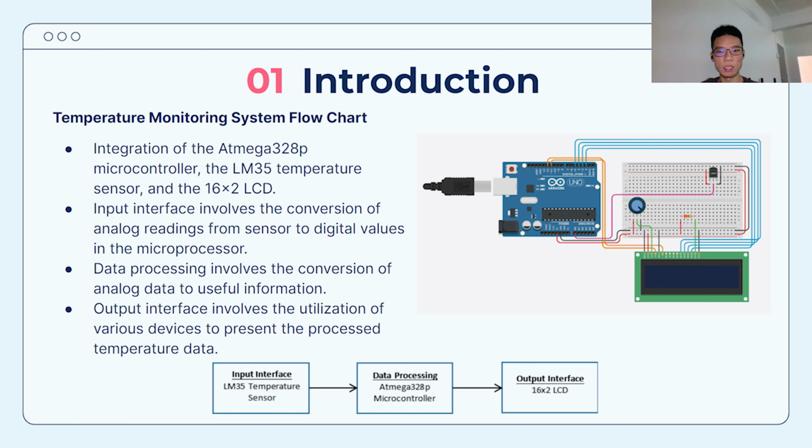The output stage of the system utilizes various devices to present the process data. The LCD display enables users to obtain real-time temperature data. Additional components such as actuators can be used. For example, a LED and a buzzer can be used to alert the user if the detected temperature has exceeded the threshold based on the process temperature data.